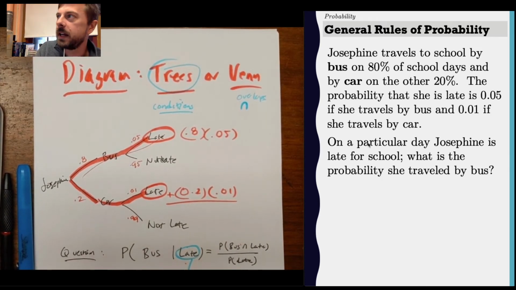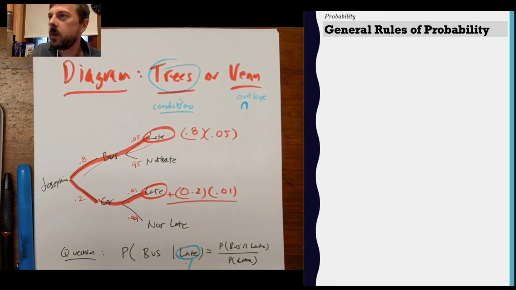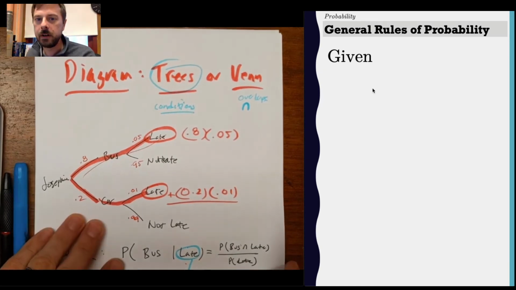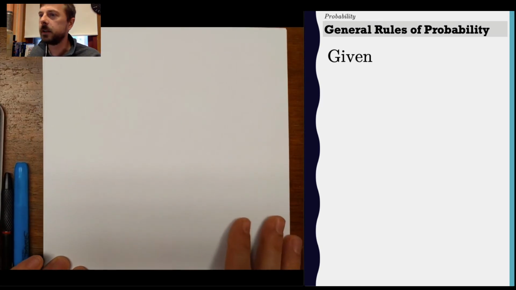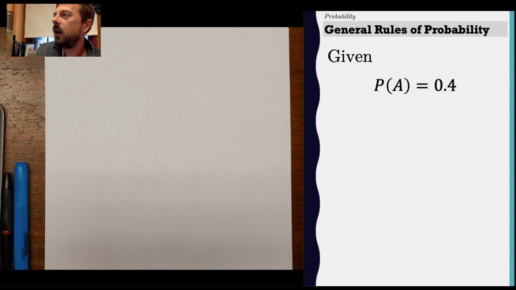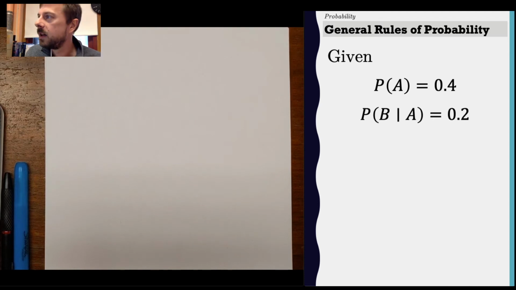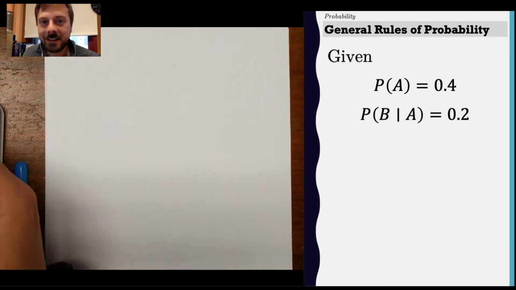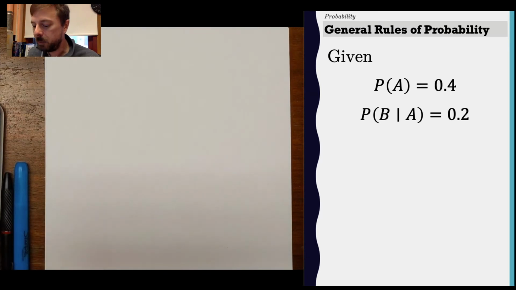Let's get into more of an algebra kind of problem now, where we might combine trees and maybe even think about Venn diagrams a little bit as well. So let's just try another kind of problem here. Let's say we're given that the probability of A is 0.4. Then we're also given the probability of B given A is 0.2.